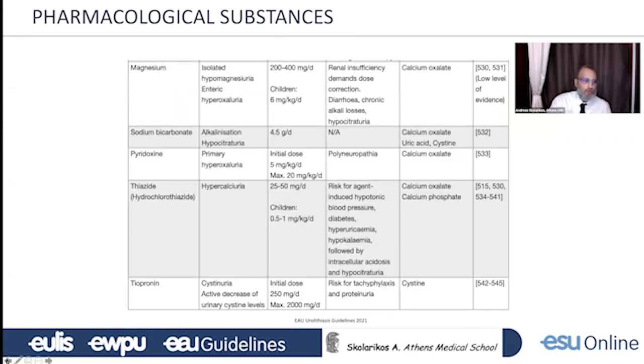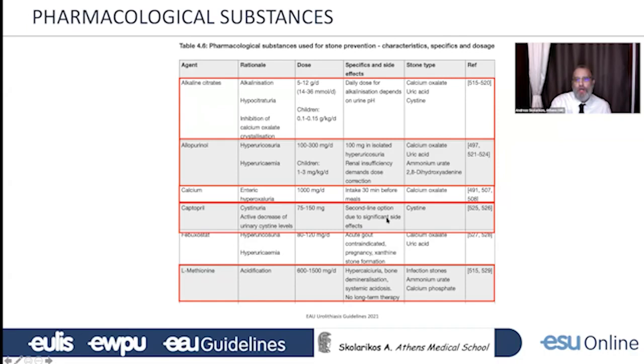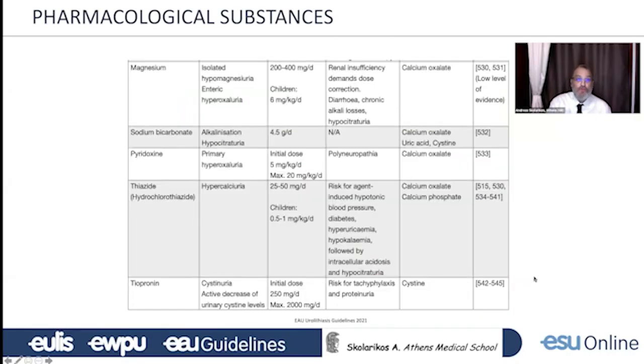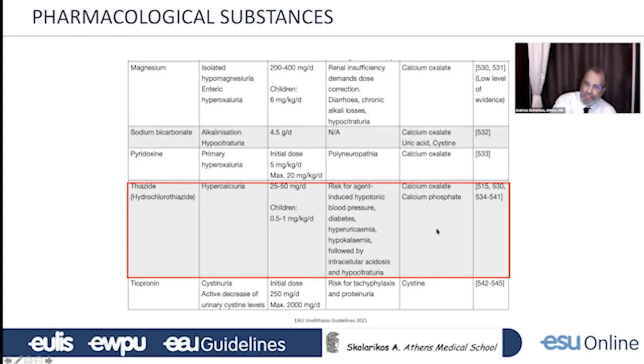Captopril is a second line option. And of course, the L-methionine is rarely used. This is to acidify urine, rarely used in adults and even in children. Last but not least, thiazides, which is a common medication, especially if there is a renal leak of calcium, then you have to know that there is a risk for agent-induced hypotonic blood pressure, diabetes, hyperuricemia, hypokalemia, followed by intracellular acidosis and hypocitraturia.